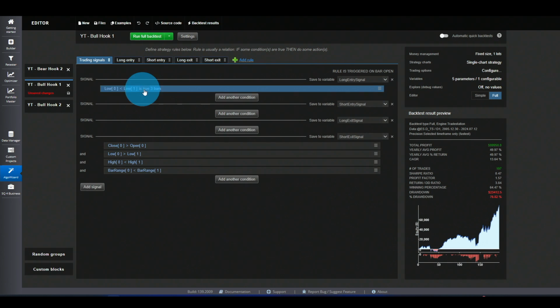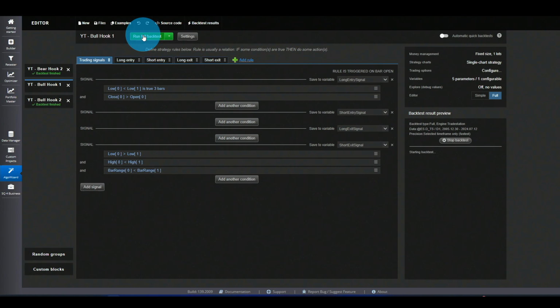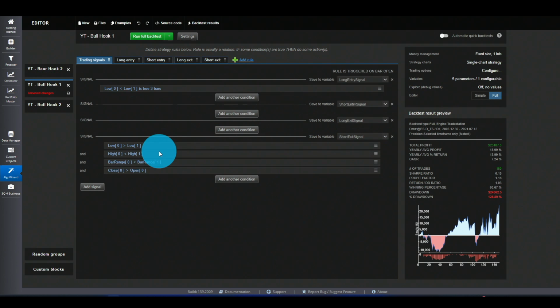So now that we know this works, which of course makes a lot of sense, let's start adding. I will start with the close greater than the open. So this means we have a green bar today. So let's pull that in and let's test. Okay, so this is definitely one of the culprits. But we still have 150 trades, so that's not all of it. And so let me take that off.